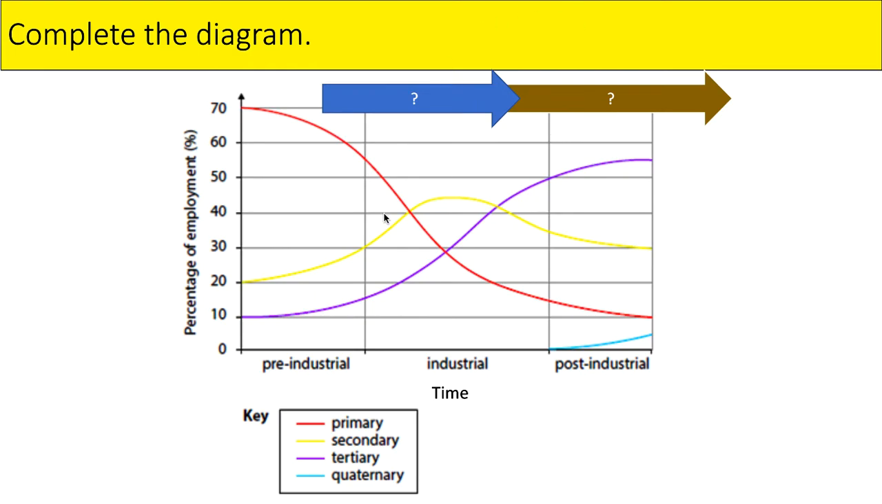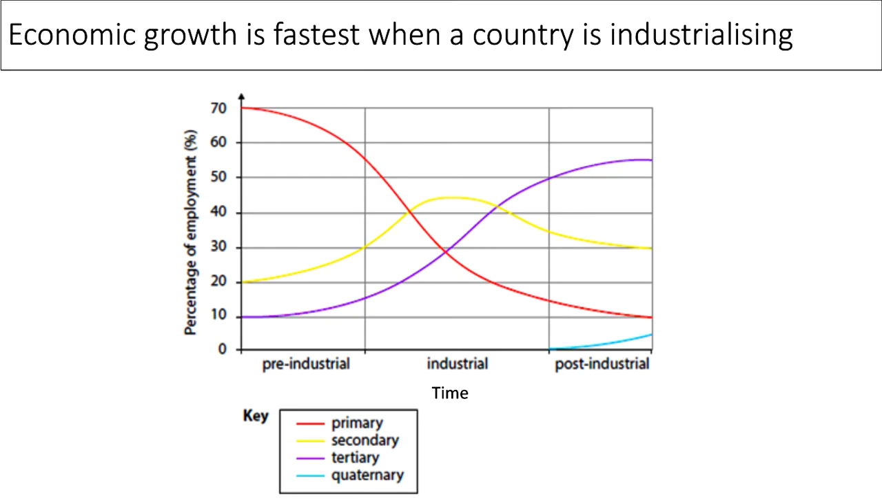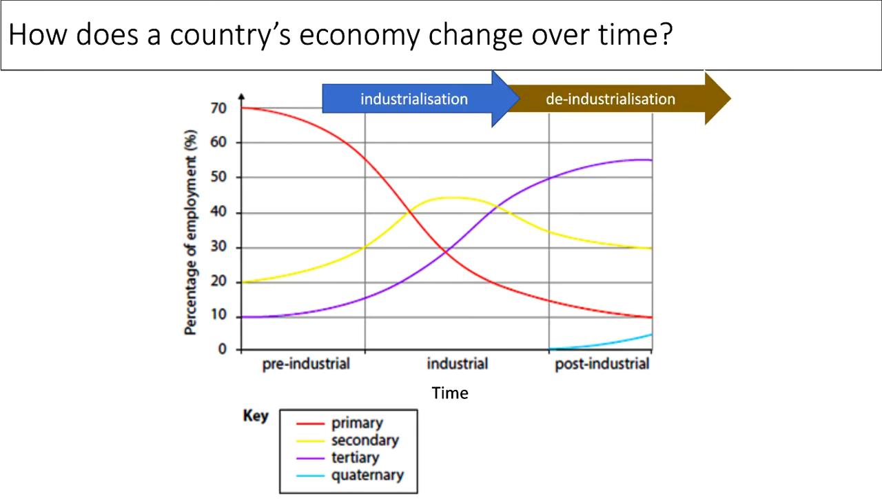So what do we call it when a country is moving from pre-industrial to industrial stage? What should go on the blue arrow? And what do we call it when a country is moving from the industrial to the post-industrial stage? Pause me while you think about that. So pre-industrial to industrial, we call that industrialisation. When a country moves from industrial to post-industrial, we call it deindustrialisation.